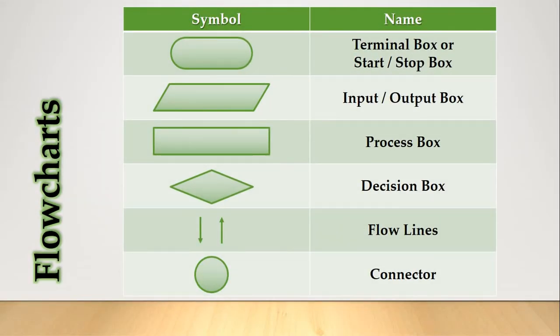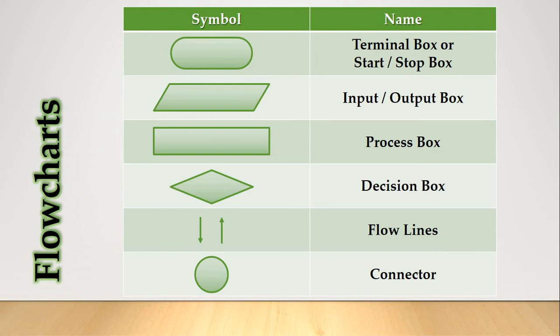First, rounded rectangle. It is used to indicate the start and the end of a flowchart. It is called the terminal box or start or stop box. Next, parallelogram shape. It is also known as the input or output box. It is used to accept the input or display the output. Next, rectangle shape. It is known as the process box. It is used to show processes like add 2 numbers, multiply 2 numbers, etc.